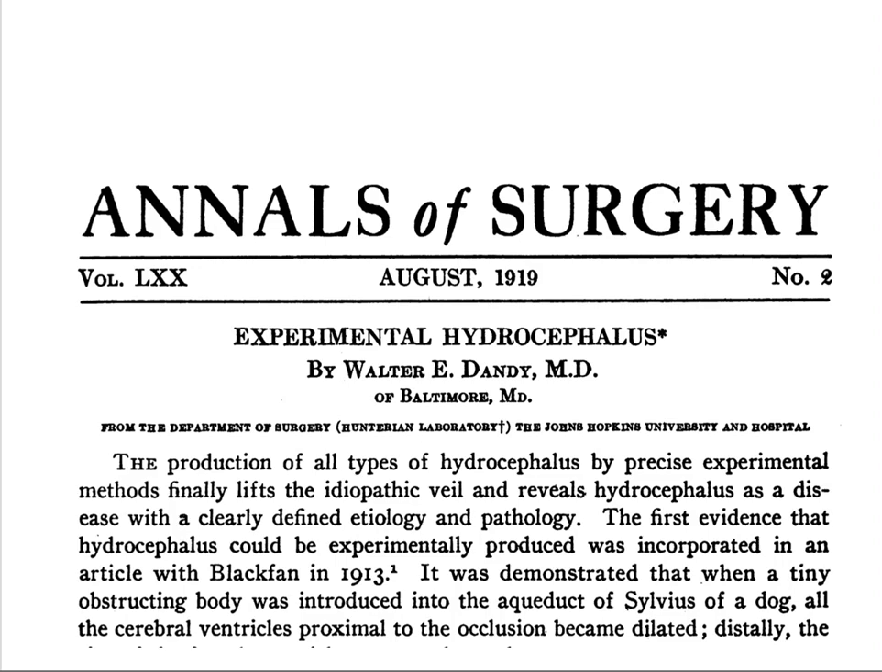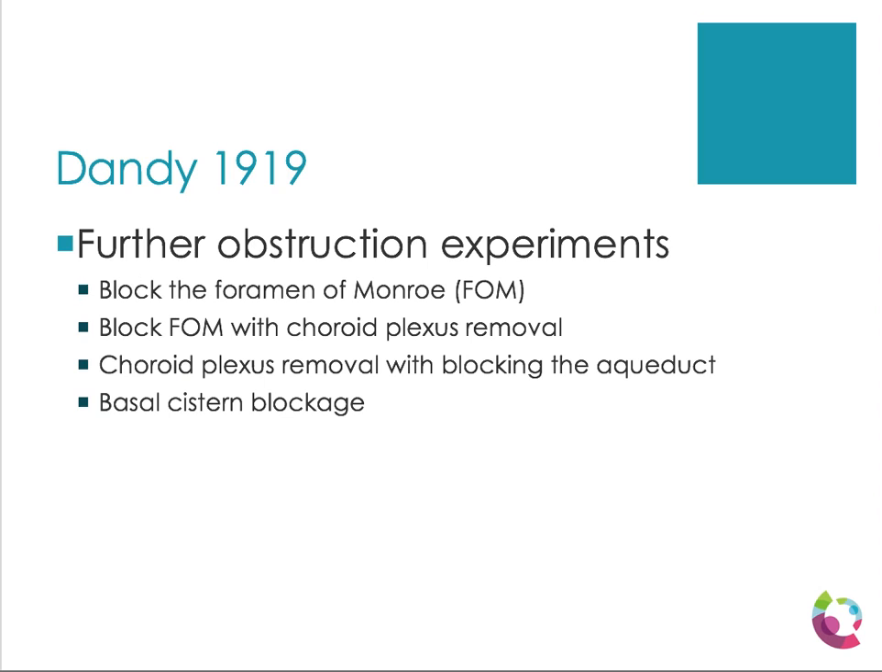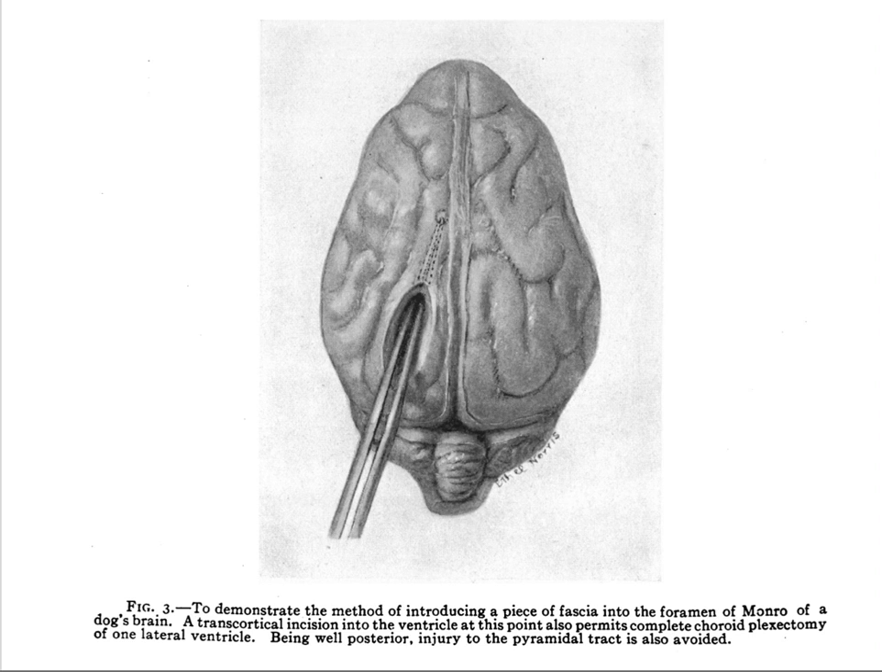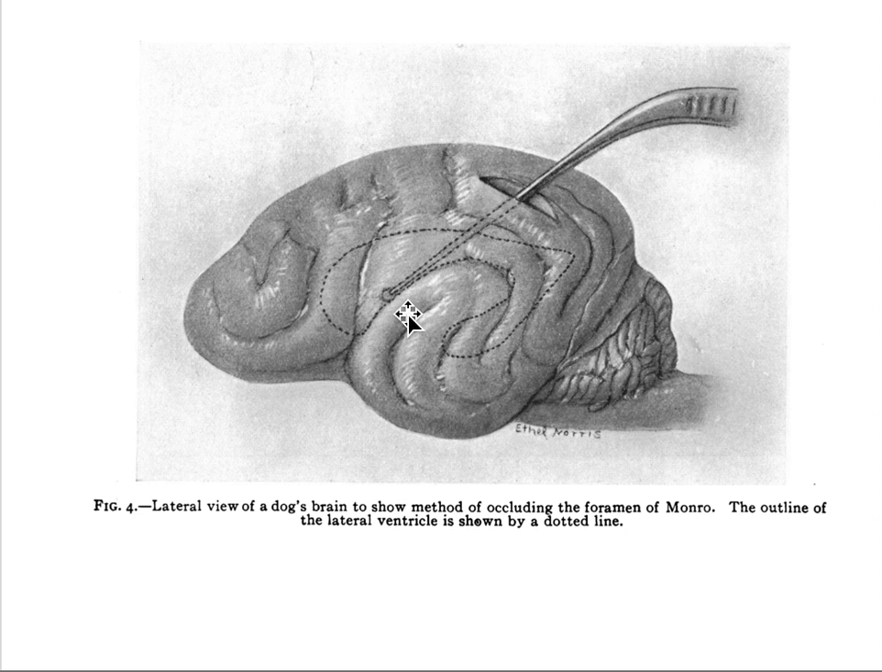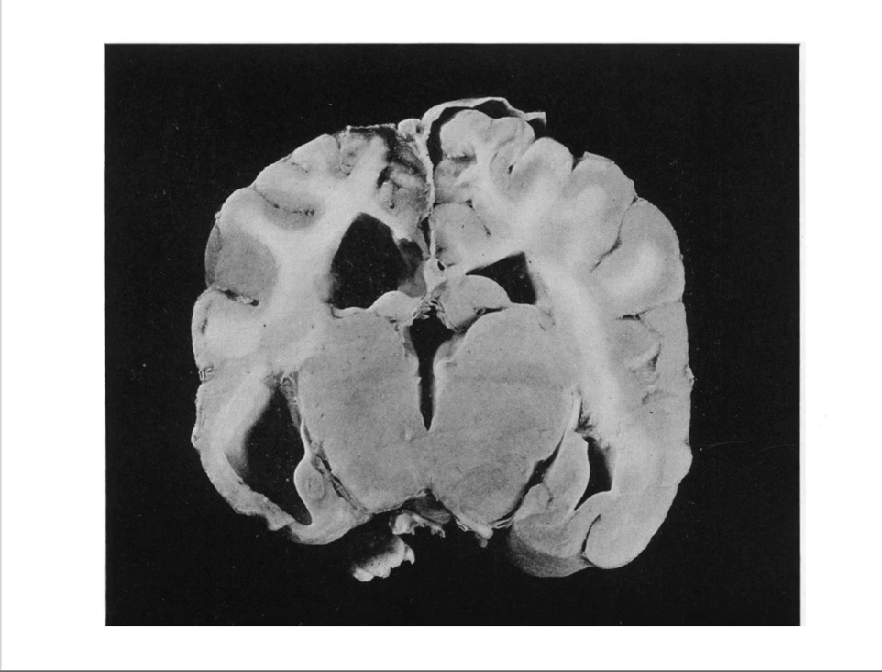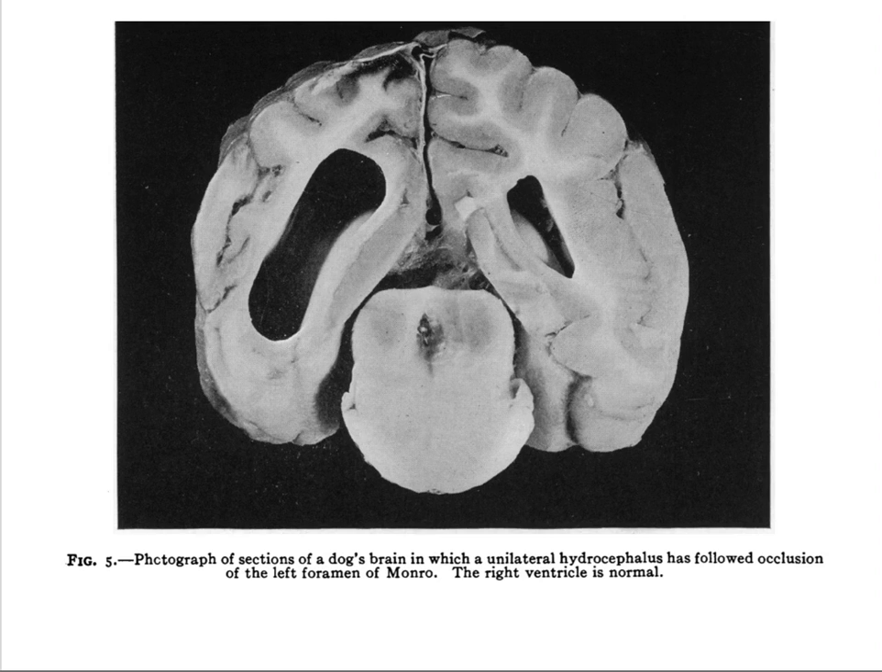To follow that up, in 1919, he came up with a second manuscript, continuing his experiments. In this one, he blocked the foramen of Monro, then did a block with choroid plexus removal, blocking the aqueduct, and then a basal cistern blockage. Here is an illustration showing how they went about the surgery to block the foramen of Monro, and then a picture showing histology cuts, and a gross specimen showing the ventriculomegaly right here on the side that the foramen was blocked.